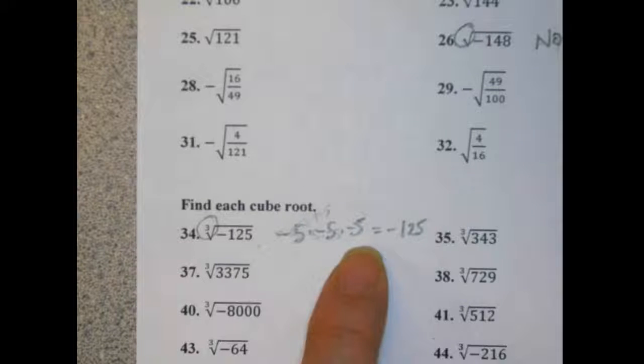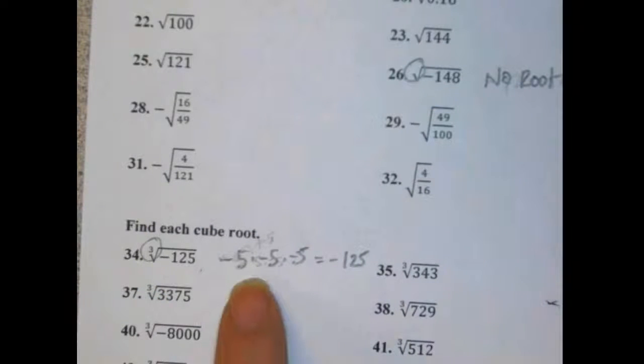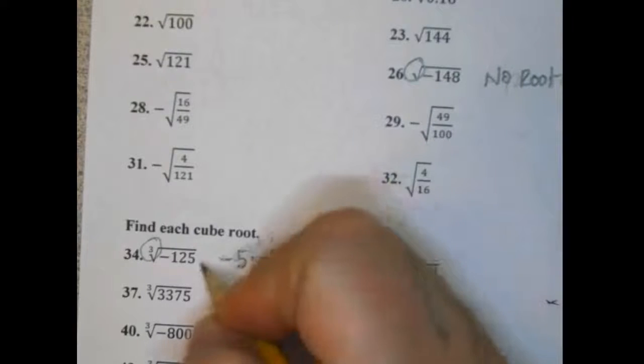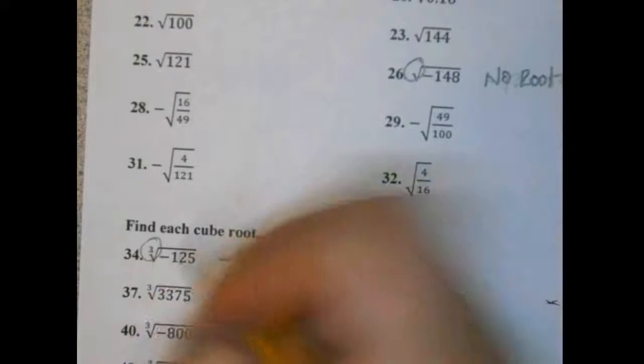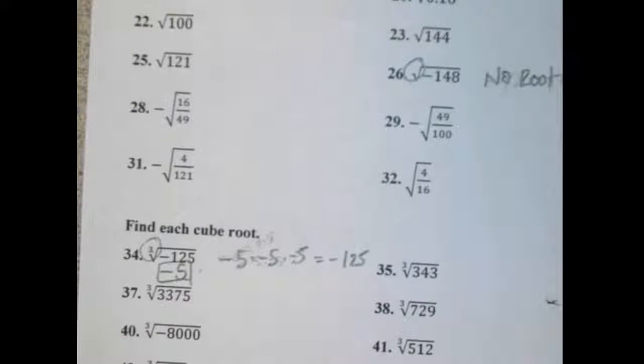You understanding the difference between no root here and a negative 5 as your root here. So my answer for this cube root of negative 125 is negative 5. Do you understand?